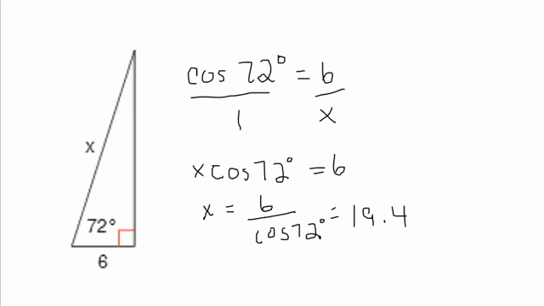Go back and check, does it make sense? My adjacent leg, it's one of the shorter lengths of the triangle. My hypotenuse should be greater than it. Is it greater? Yes. Now, if you were asked to find maybe the other leg, do you have to use a trig function? No. You could use your Pythagorean theorem because you have enough information now.